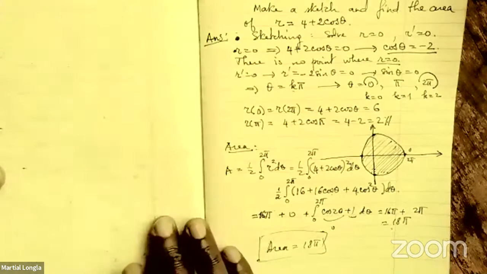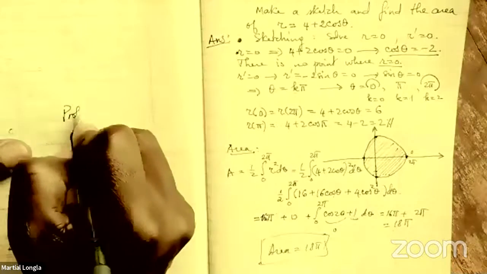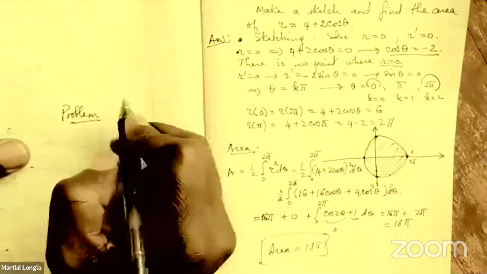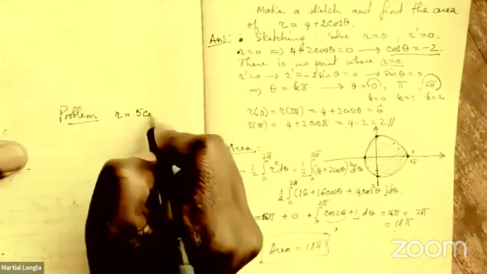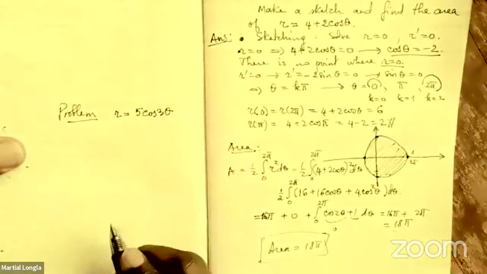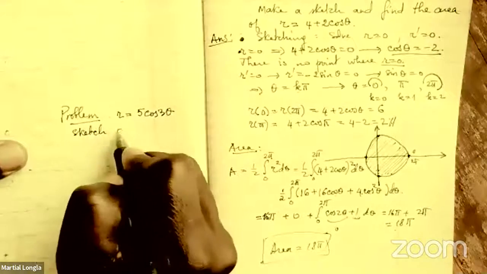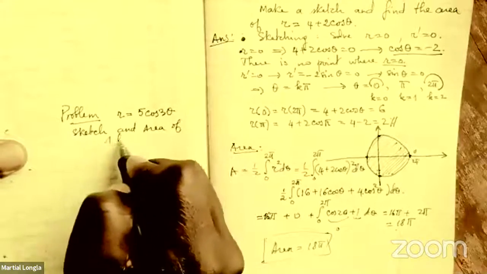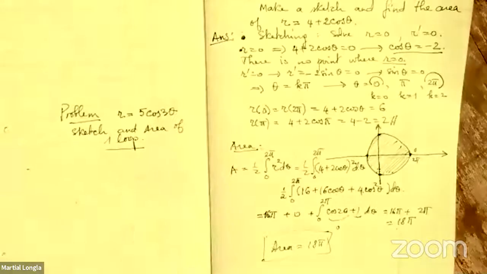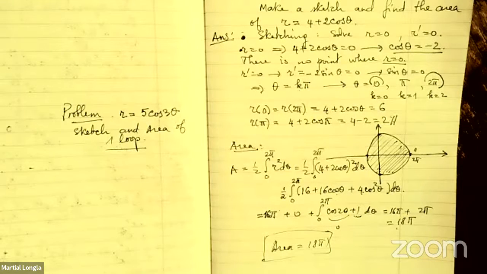Let me put a similar problem on this side for you to solve. We have r equals 5 cosine 3 theta. And the question is, sketch the graph and find the area of one loop.